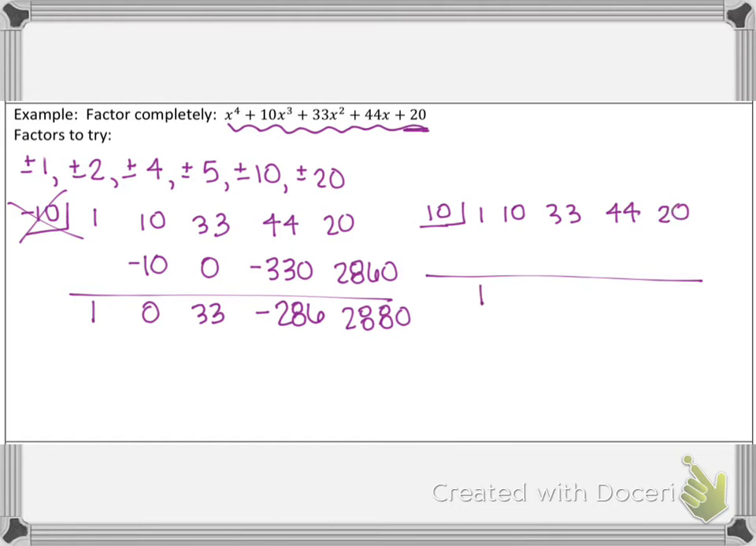Bring the 1 down, multiply, add, multiply, add, multiply. So I can already tell that this is going in the wrong direction. These numbers are getting huge. I can tell just that I'm not going to get a remainder of 0. So I'm going to stop right there. So I've tried plus and minus 10. Let's go ahead and try a negative 5.